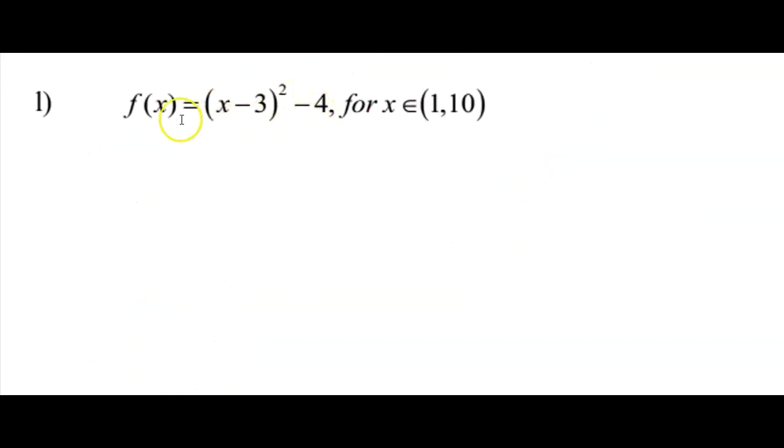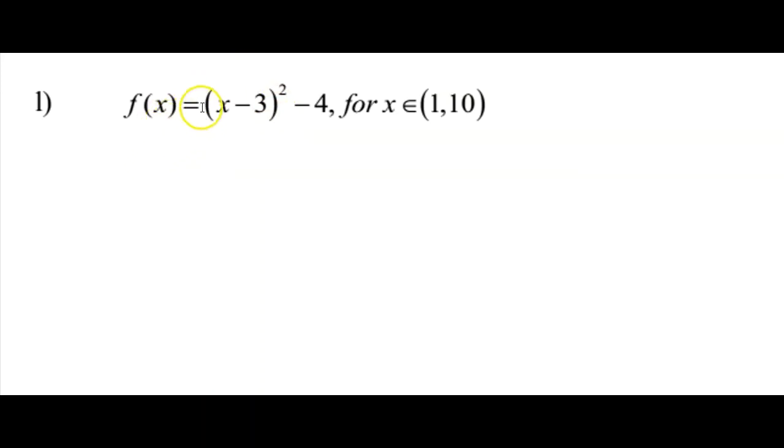For this function, given in the form of x minus 3 squared minus 4, the completing the square is already done, and the domain is restricted between 1 and 10, not including 1 and 10. So we can start to sketch our graph by determining its shape.